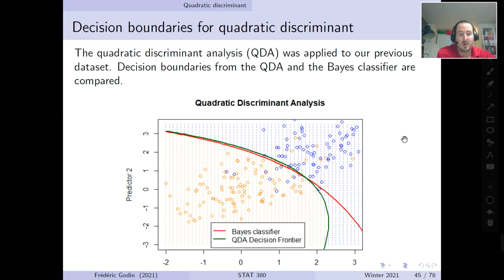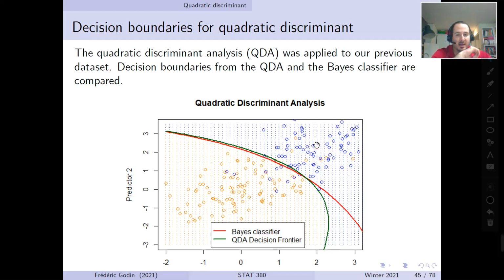our previous examples where we had fictitious generated data. So here we have our blue dots and the orange dots, which are data points. Recall that the red curve is the Bayes decision frontier, which would be the optimal decision frontier if we wanted to minimize the prediction error. And by prediction error, I mean the expected error rate out of sample. And then we applied the quadratic discriminant analysis, and we see that we've obtained a quadratic curve to classify.